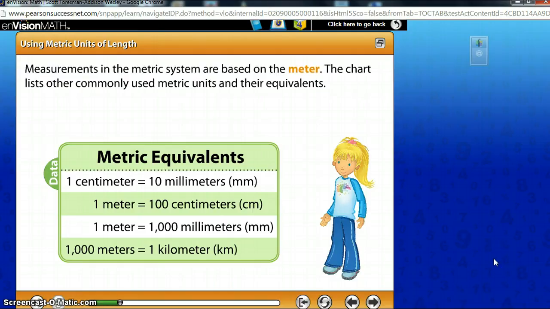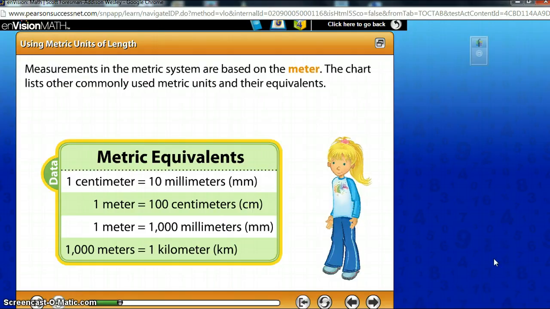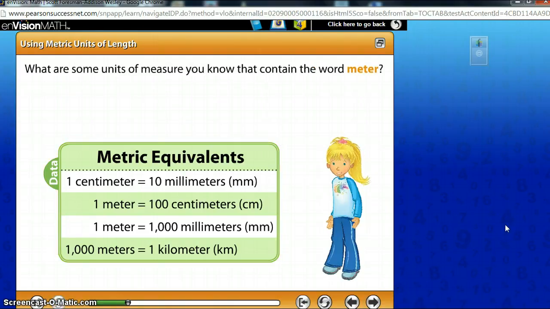Measurements in the metric system are based on the meter. The chart lists other commonly used metric units and their equivalents. What are some units of measure you know that contain the word meter? You can see them up here, can't you? What's one, Aaron? Tell me, what's one of the things up here that you see that use the word meter in them?